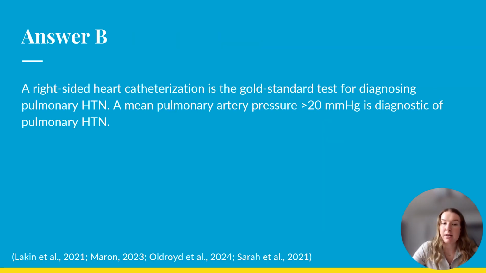Correct answer is B. A right-sided heart catheterization is the gold standard test for diagnosing pulmonary hypertension, so that's what we'd want to order. A mean pulmonary artery pressure greater than 20 millimeters of mercury is considered diagnostic for pulmonary hypertension.